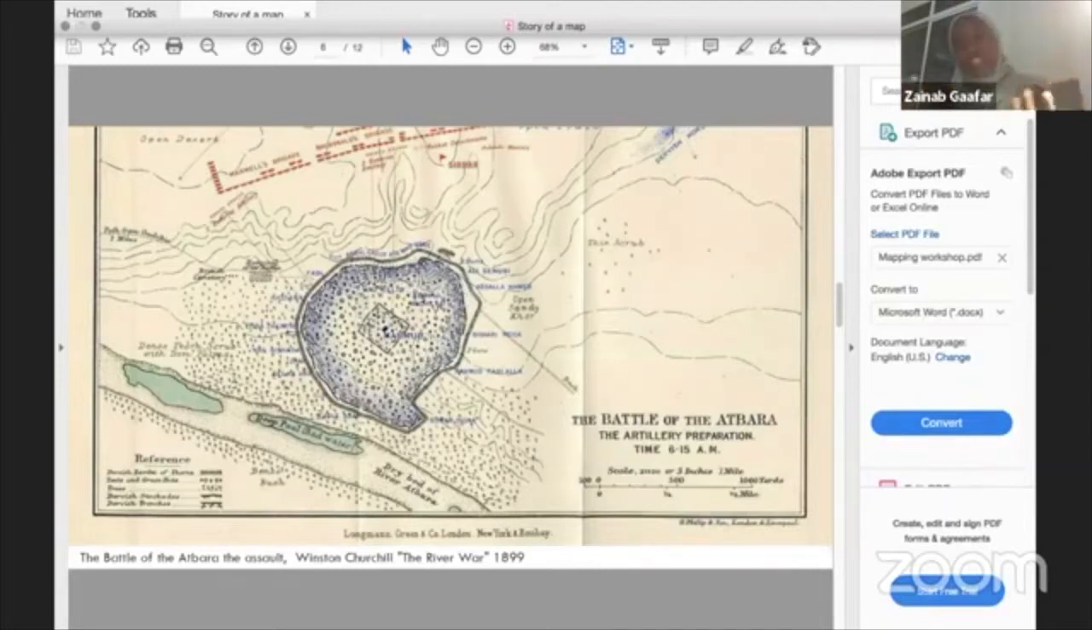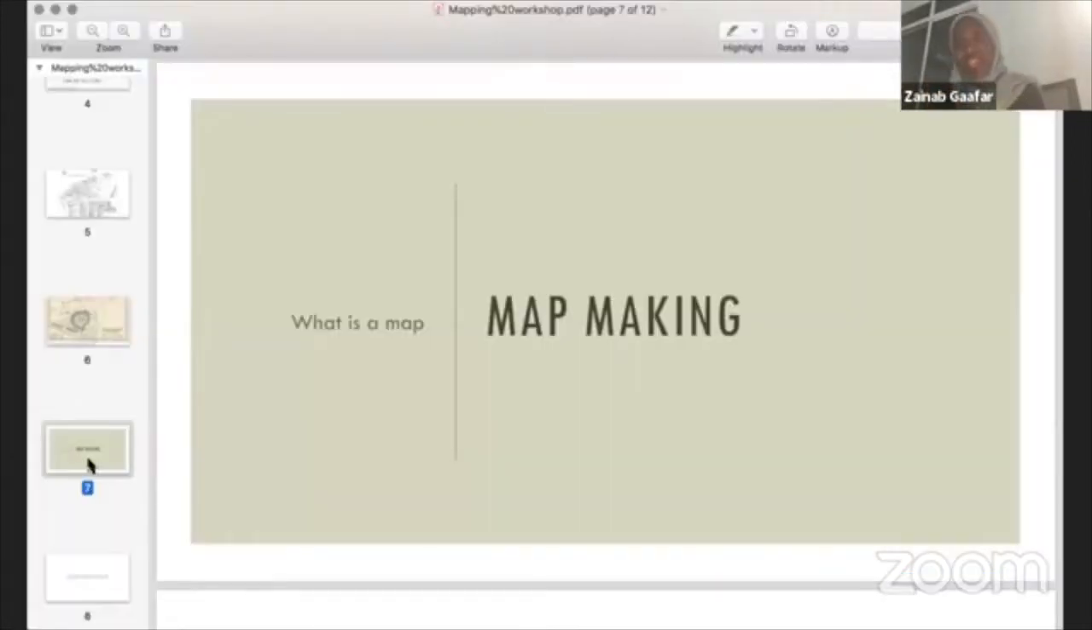So what we understand from this is that usually there are several maps for one battle, explaining a different time of the battle or a different significant moment, and sometimes they even include the number of people who died in one spot and all of that. So just looking at this map, it's almost like reliving the moment of the battle.